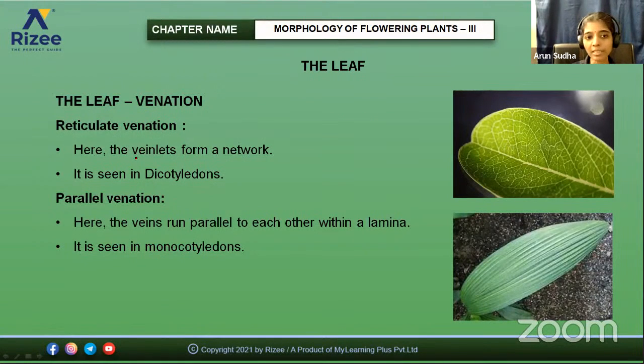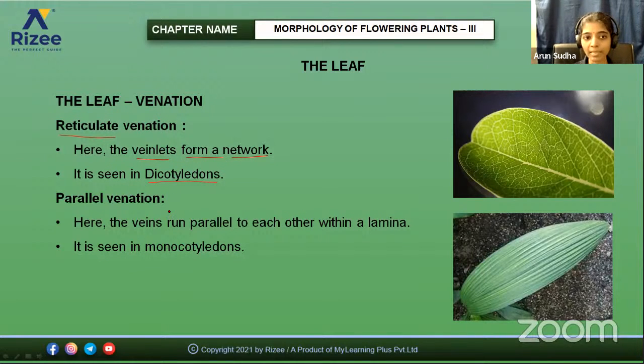So what is reticulate venation? Here the veinlets form a network. For example, this is an example of reticulate venation. Here is the midrib, the most prominent vein, and from that there are many veinlets. These veinlets form a network in the case of reticulate venation. This venation is present in dicotyledons. Dicotyledons show reticulate venation particularly.